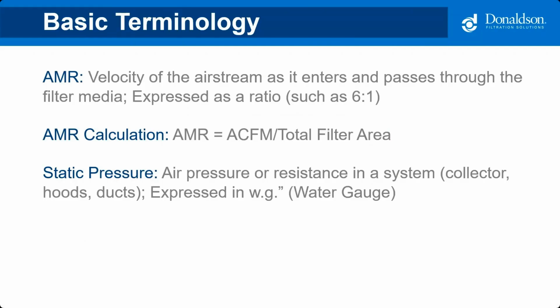And just a few more terms here. As I already mentioned, AMR is calculated by taking the actual CFM divided by the total filter area. It's expressed as a ratio, such as 6:1. So 6 cubic feet of airflow for every 1 square foot of filter media. And static pressure, which is the resistance to airflow in a system from things like the collector itself, the filters in the collector, which can create more resistance when they're dirty, the hoods, and the ducts.